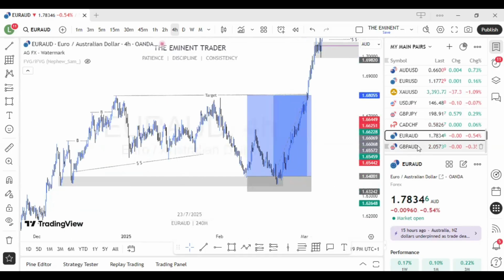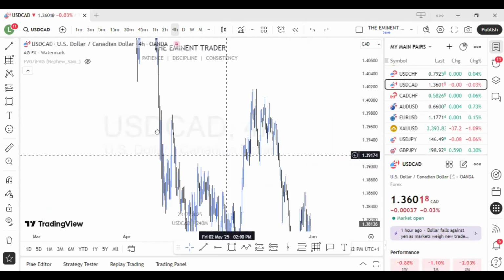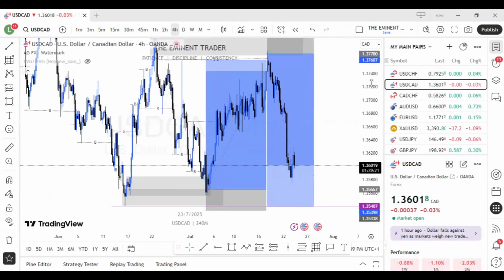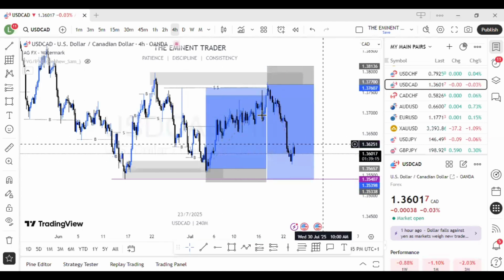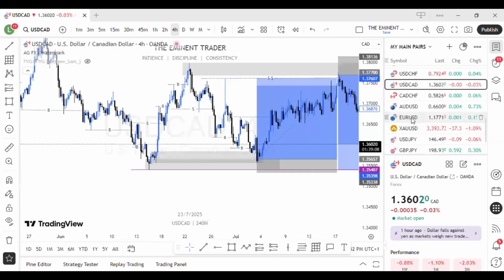I've shown you GBP-AUD, I've shown you Euro AUD, and I've shown you USD CAD. Where's USD CAD? So I've shown you on USD CAD also. You can see this is 6 RR. This one is also 5 RR. It always gives good RR whenever you see it. This was a clean buy to sell, sell to buy. Very, very clean setup, and it's the same pattern. Then the next one is on Euro USD.